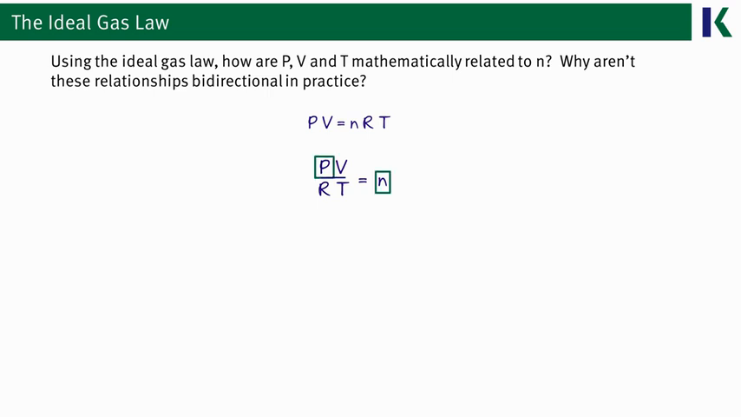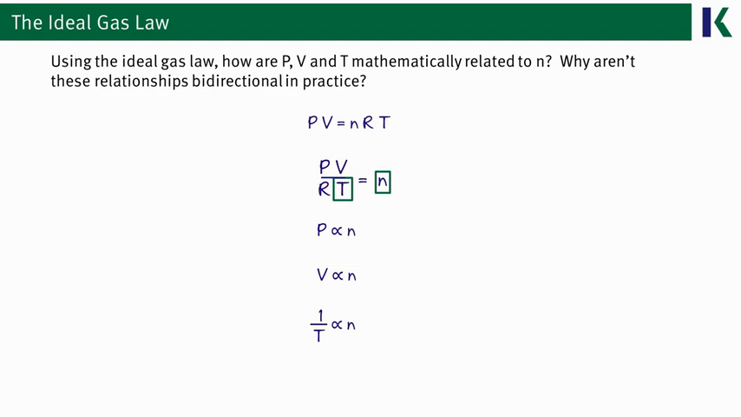P is in the numerator when set equal to n, which means those two are proportional. As n goes up, if the other variables don't change, P goes up. V shares this same relationship with n, meaning V and n are also proportional. The one variable with a different relationship is T. Because T is in the denominator, we know 1 over T is proportional to n, so T and n are inversely proportional. As n goes up, T would go down based on this relationship.